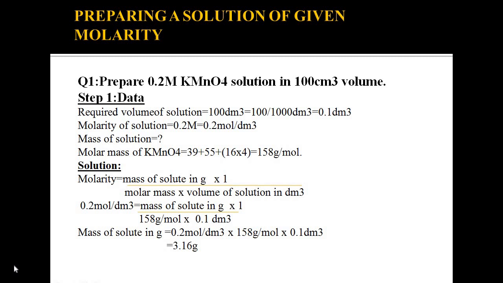Then the molarity of the solution is 0.2 molar, which I have written as 0.2 mole per dm cube, the unit of molarity. The mass of solute is unknown, and the molar mass of KMnO4 I have determined as 158 gram per mole. To prepare that specific solution, you first have to find the mass of solute, using the same molarity formula number 2. By putting all the data in the molarity formula, the mass of solute is 3.16 gram.